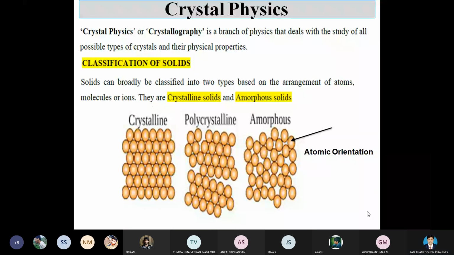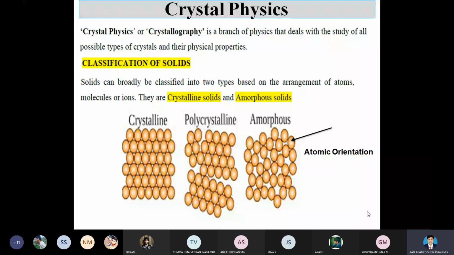First, we have to know what this crystal physics is, where we are applying it, and what its objective is. Basically, we can say that crystal physics is crystallography. Crystallography is a branch of physics that deals with the study of all possible types of crystals and their physical properties.